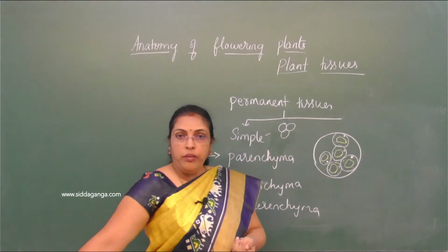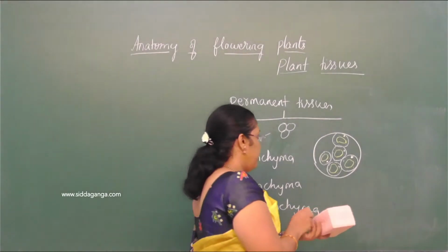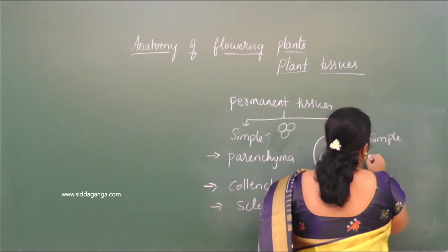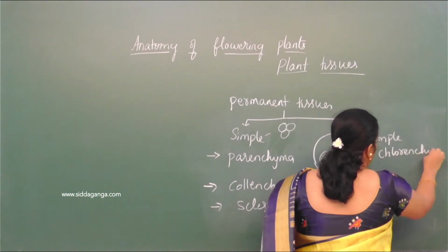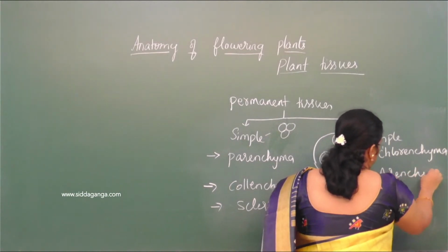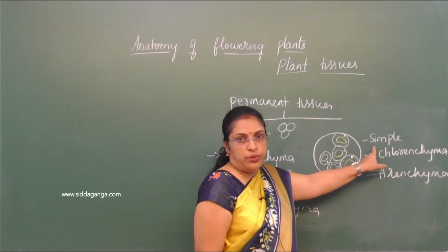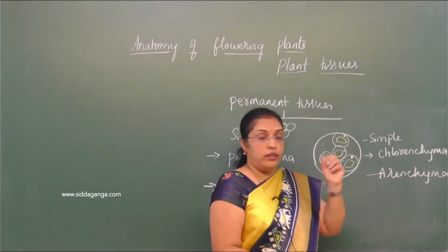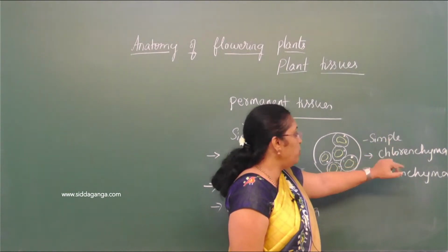Types of parenchyma. We have simple parenchyma, then chlorenchyma, then aerenchyma. Simple parenchyma acts as a ground tissue. That means it occupies many areas in a plant. So simple parenchyma acts as a ground tissue.